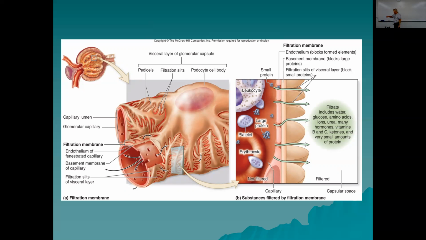And you can see that to the left, you have leukocytes, erythrocytes, platelets, large proteins. They're not going anywhere. Filtrate includes water, glucose, amino acids, ions, urea, many hormones, vitamins B and C, ketones, and very small amounts of protein. Really small proteins can fit through the fenestrations of the capillaries and between the slits in the podocytes.